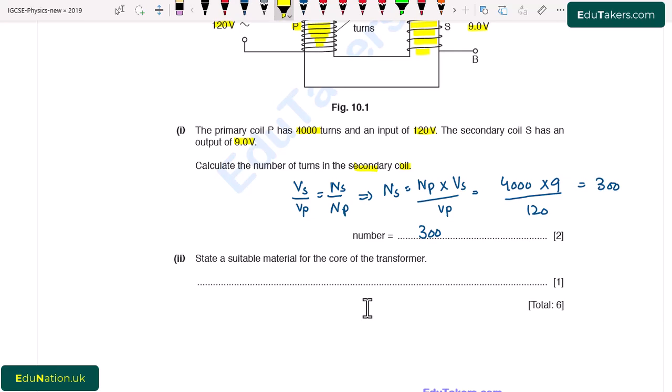Part 2. State a suitable material for the core of a transformer. For the core of a transformer, the suitable material is iron because it can be magnetized and demagnetized easily. So I write here iron is a suitable material.